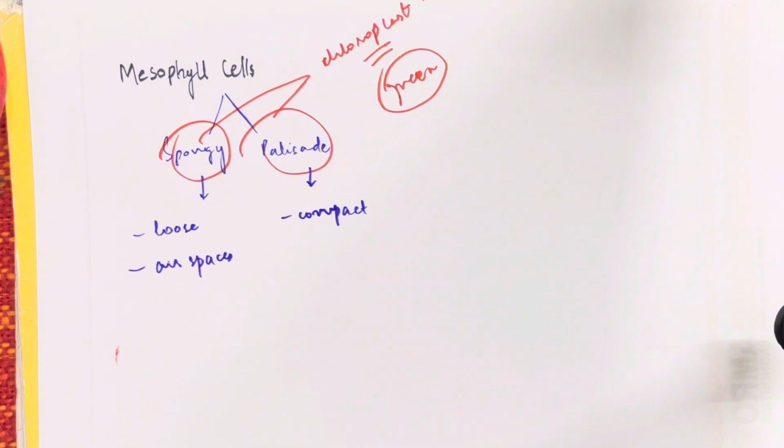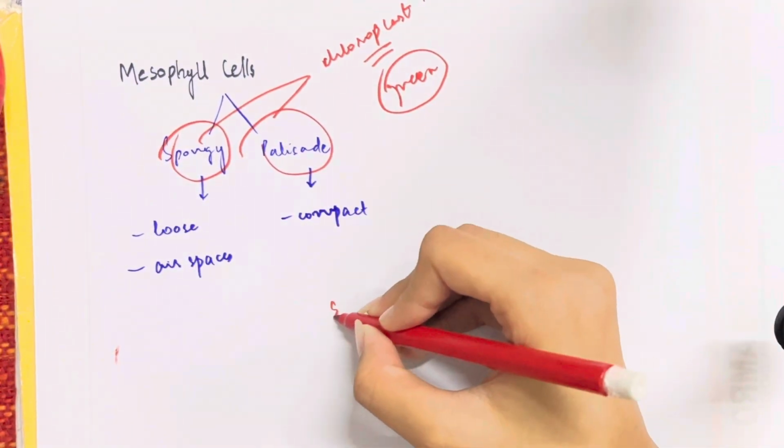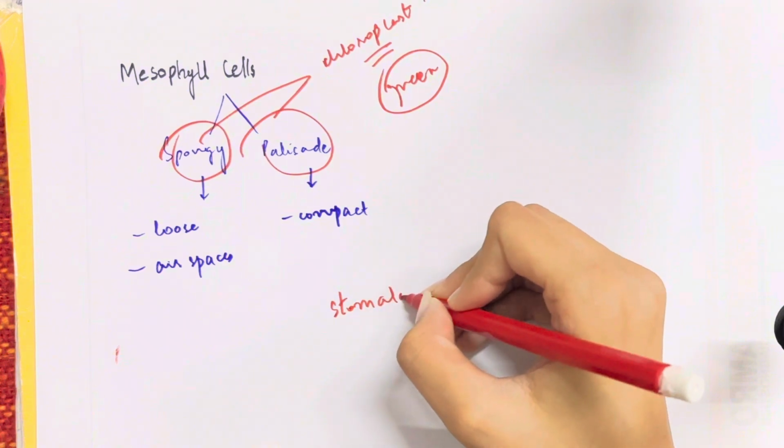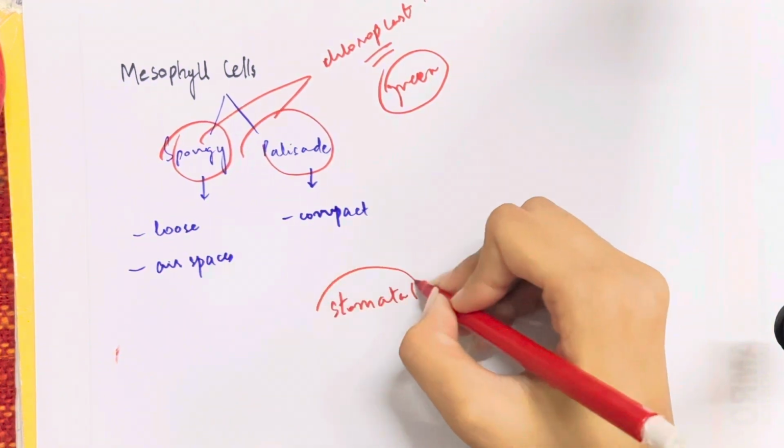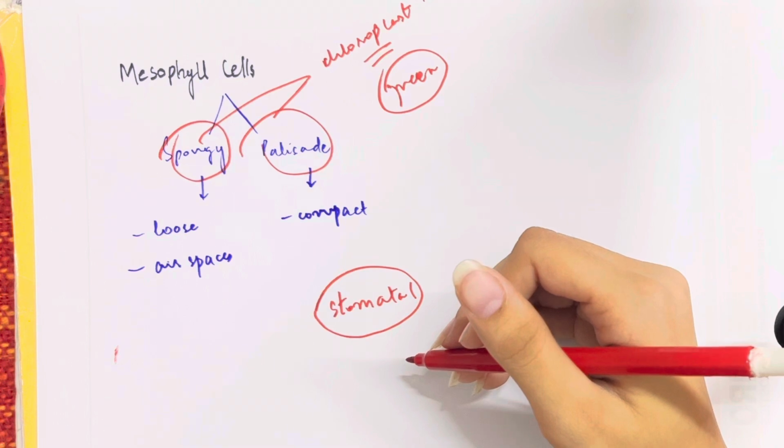So this is the importance of mesophyll cells. There are two kinds of mesophyll cell: the spongy cell and the palisade cell. At the lower part of the mesophyll cell, there is another kind of cell, that is the stomatal cell. These stomatal cells play a very important role when it comes to the plant.